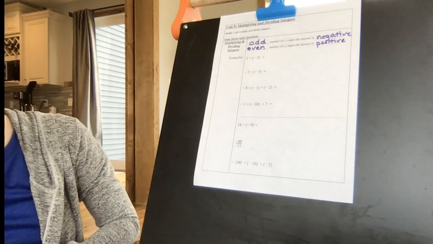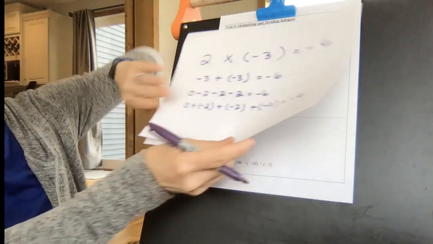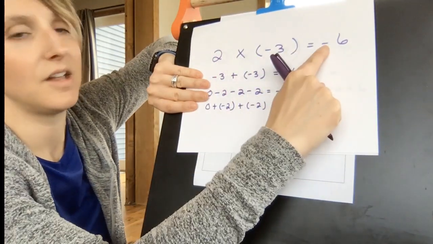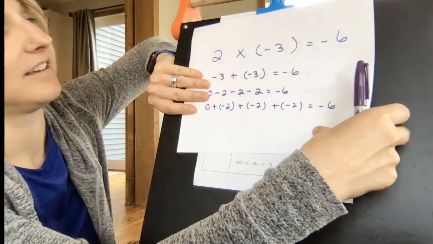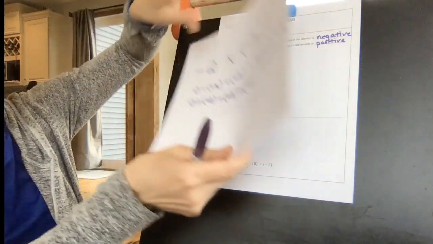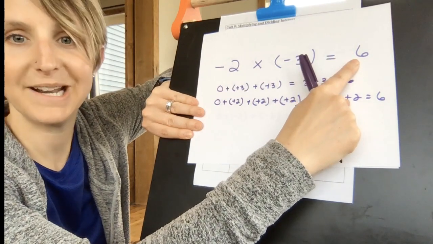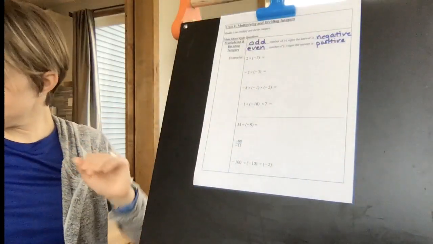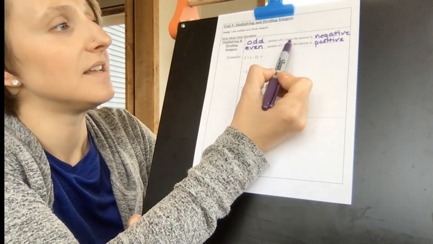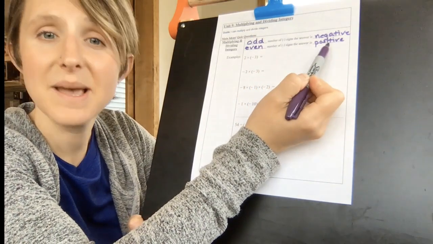What do you mean by that, Mrs. Kluber? Well, I will show you. One negative sign. One is an odd number. Look at my product. Two negative signs. Two is an even number. Look at my product. Positive. So if you have an odd number of negative signs, the answer is negative. If you have an even number of negative signs, the answer is positive.